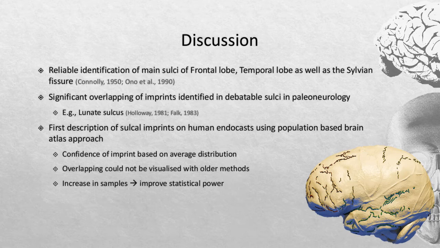Just a few thoughts. This approach provides an innovative, non-invasive, statistically modeled method from which to reliably infer human endocranial sulcal imprints. For the first time, we could observe topographic overlap in sulci that is critically discussed in paleoscience, especially when we look at the overlap of sulci on the occipital lobe, which involves the lunate sulcus, as well as sulci in the Broca's area. One should definitely take caution when identifying these sulci on endocasts.